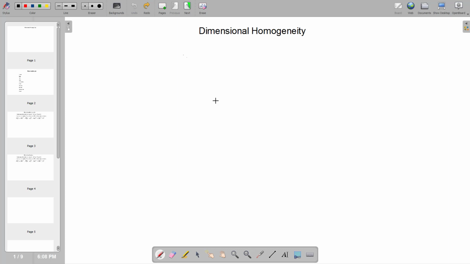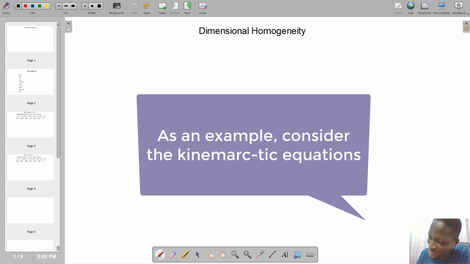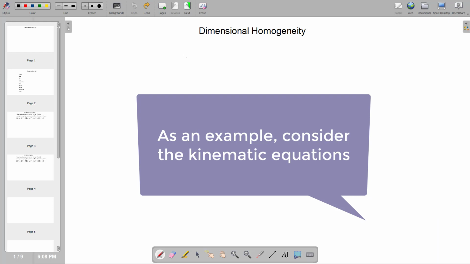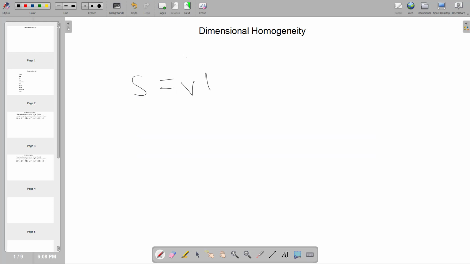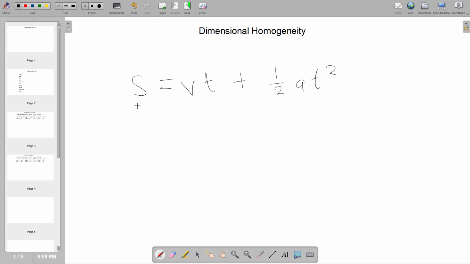One such equation is one of the kinematic equations, really common: S equals Vt plus half At squared. We are going to check if this equation is dimensionally homogeneous. Remember, the check is that every term should have the same units or the same dimension. The terms are separated by additions, so this is one term and this is one term.